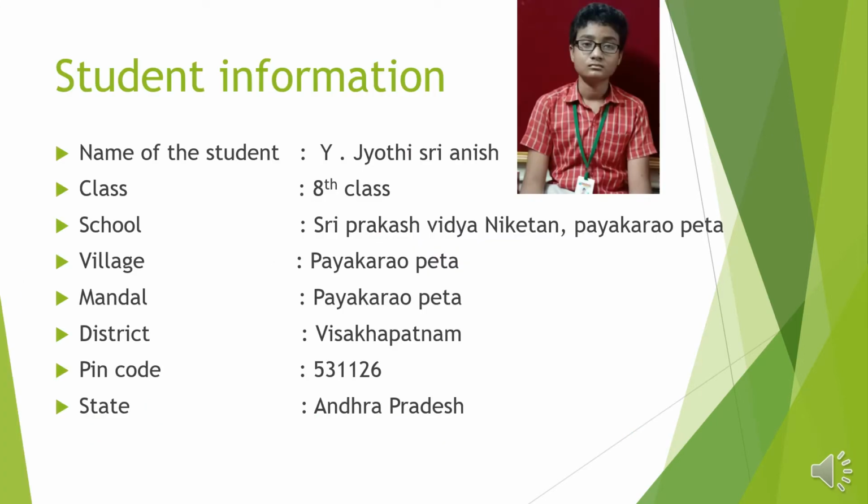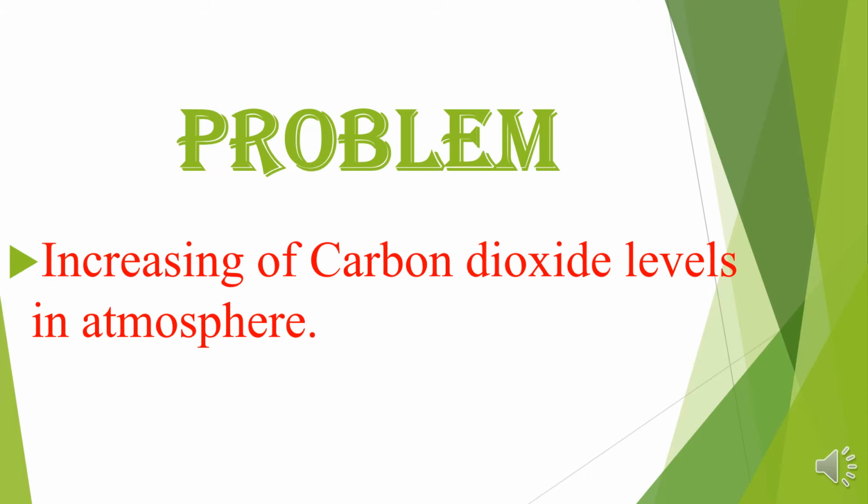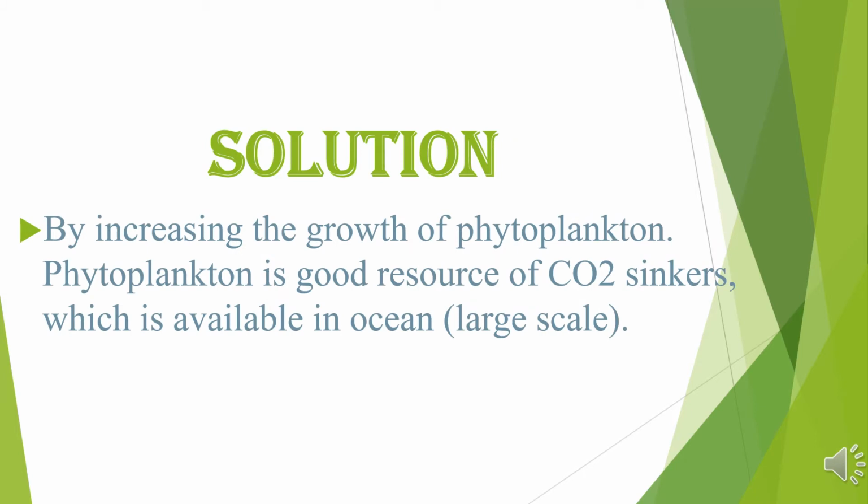Student information. This is Y. Jyotishri Anish, studying class 8 at Sri Prakash Vidyaniketan, Paikropata. Problem: increasing carbon dioxide levels in the atmosphere. Solution: by increasing the growth of phytoplankton. Phytoplankton is a good resource of CO2 sinkers, which is available in the ocean on a large scale.